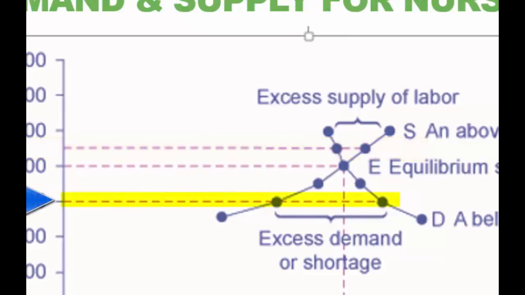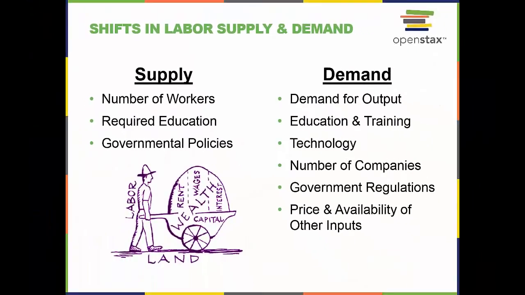At a below equilibrium salary of $60,000, quantity supplied declines to 27,000, while the quantity demanded at the lower wage increases to 40,000 nurses. At this below equilibrium salary, a shortage exists. Here are the factors that shift the supply of labor: number of workers, required education, and governmental policies.